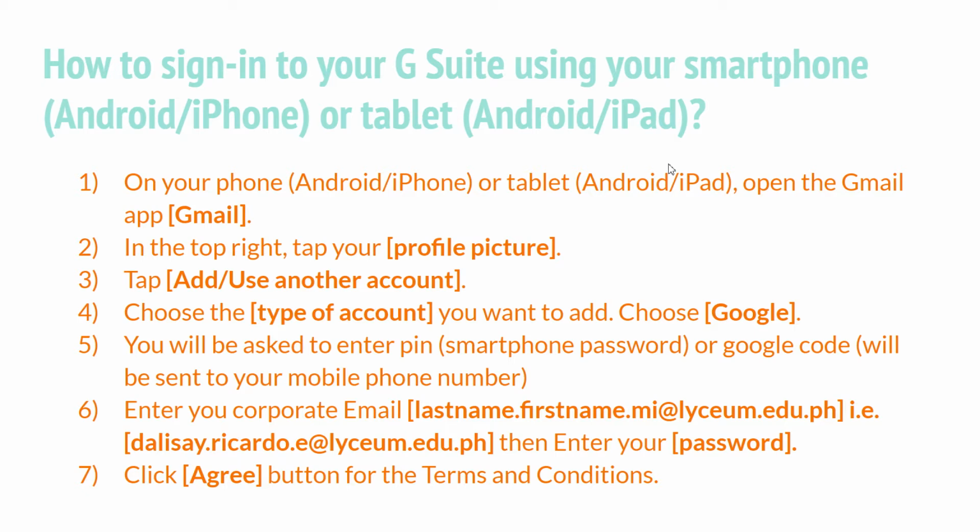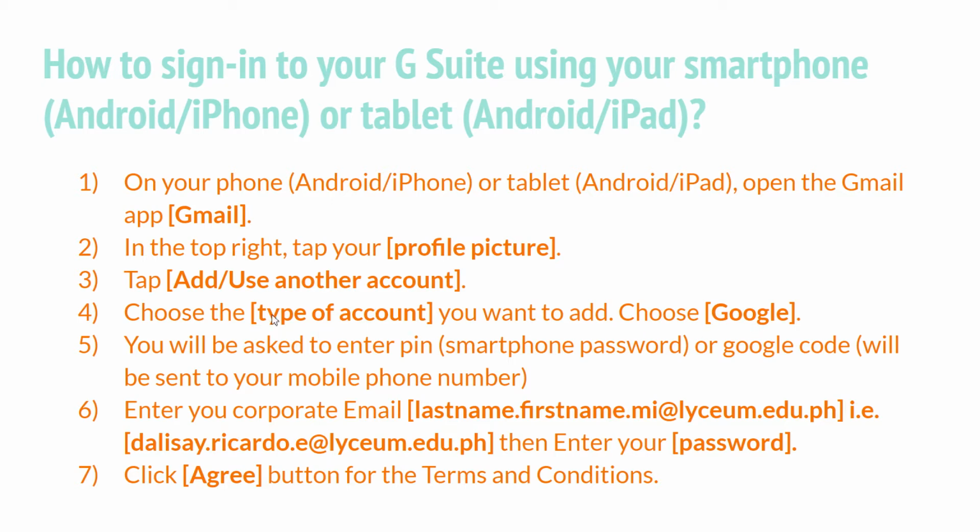Next, how to sign in to your G Suite using your smartphone or tablet. If your smartphone is Android based or iPhone based, no problem. Or if it's Android or iPad for a tablet, no problem as well. So these are the steps. First, on your phone or tablet, open the Gmail app. Next, on the top right, tap the profile picture or the avatar. Next is to select Add or use another account. And then next, choose the type of account you would want to add.